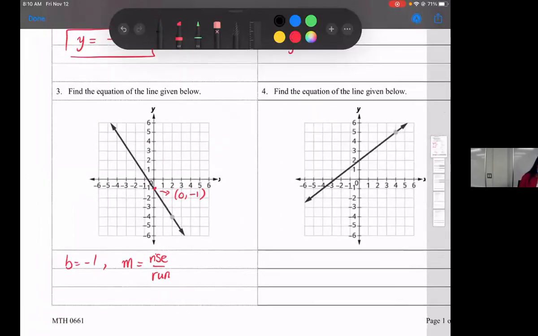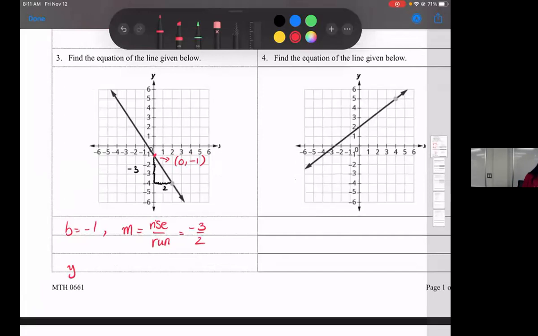All you have to do is draw your right triangle, right? Again, always start from the left point. In this case, we're going down. How many units do we go down? So -3, thank you. And then go to the right, 2. So -3 over 2. -3/2 is the slope, which makes sense, right? This line is decreasing from left to right. You should have a negative slope. So now y equals -3/2 x, don't forget the x, minus 1.